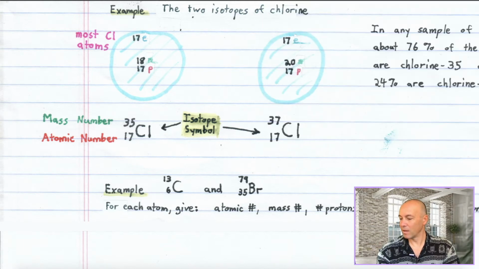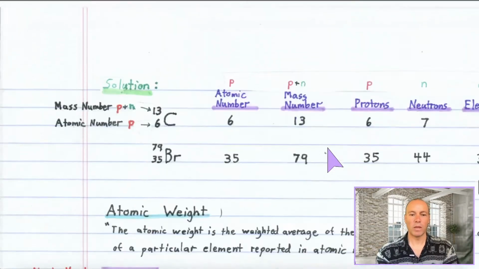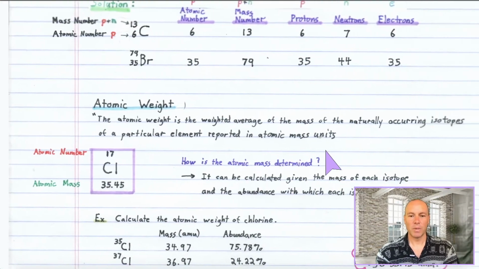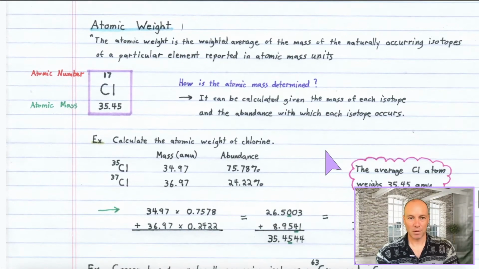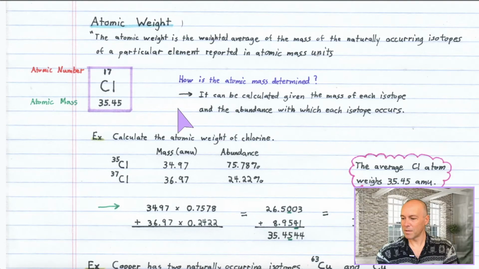Okay, let's talk about how we actually determine the atomic mass of a particular element. Here's the chlorine periodic table box, so the atomic number and the atomic mass. How do we get the atomic mass? How is it determined? It can be calculated if we know the mass of each isotope of chlorine and also the abundance with which each isotope occurs.